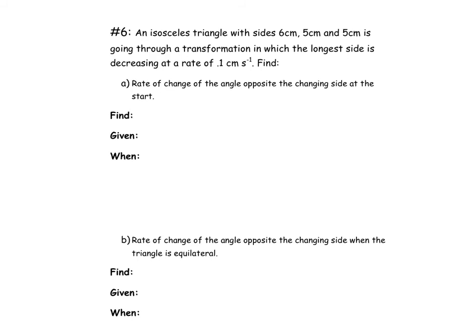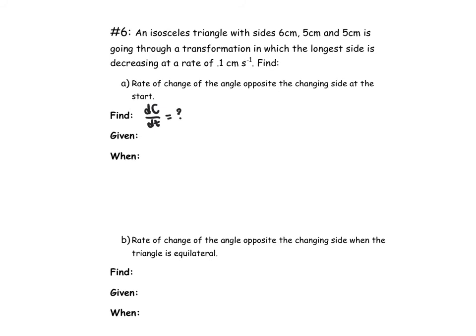All right, very interesting example here. It says an isosceles triangle with sides 6 centimeters, 5 centimeters, and 5 centimeters is going through a transformation in which the longest side is decreasing at a rate of 0.1 centimeters per second. It says find the rate of change of the angle, and I'm going to call that angle C. So I want to find dC dt. That's angle C.